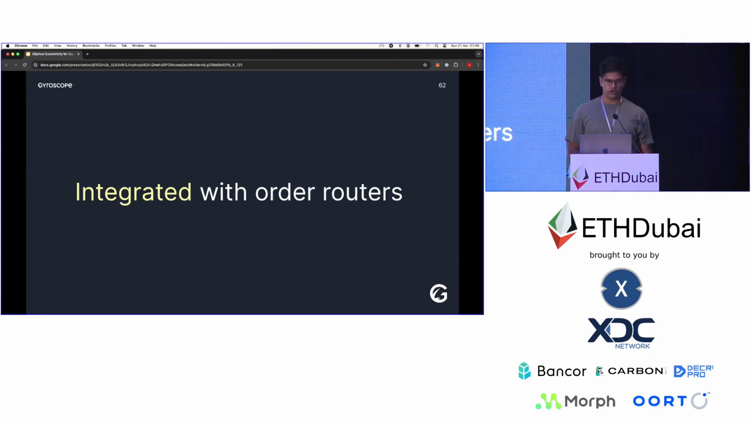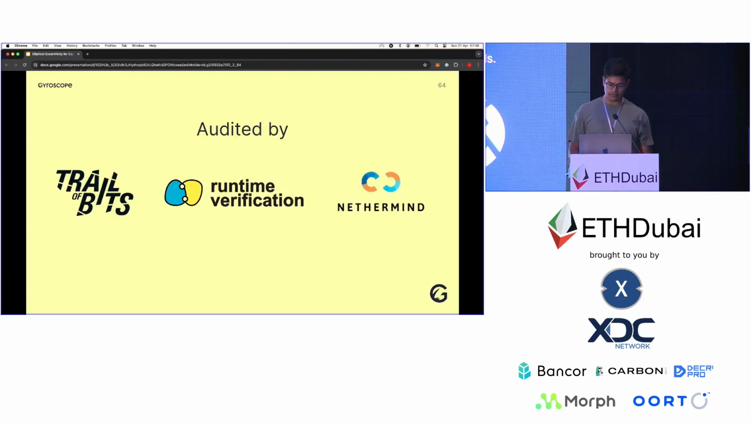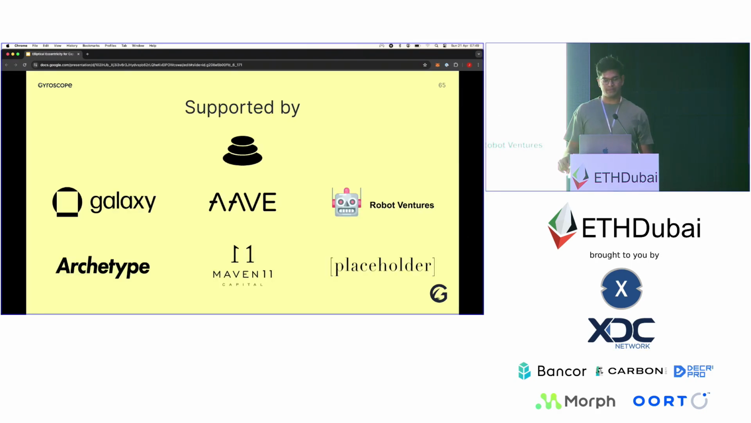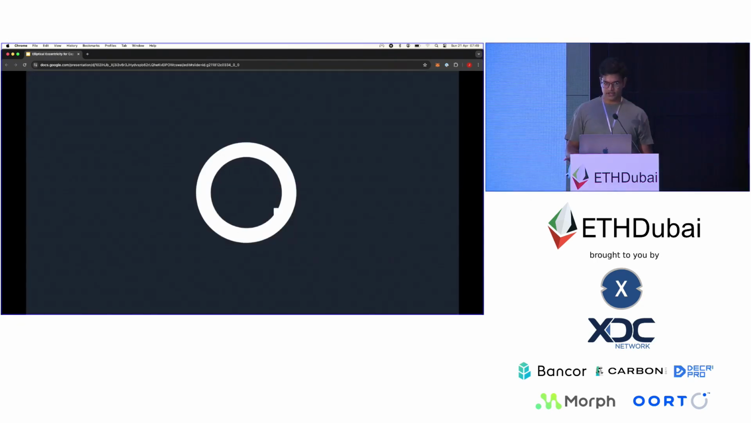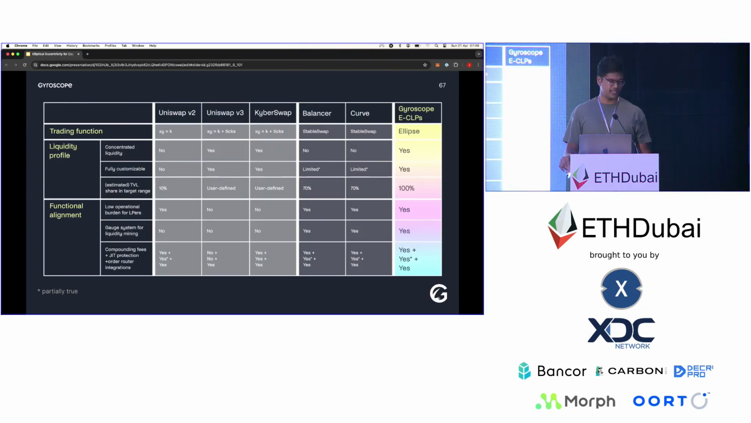So the ECLP is integrated with top order routers such as 1inch, Balancer, and 0x. The smart contracts are audited by some of the leading names in the industry. And our team is supported by some big players in DeFi. So yeah, that's the end of my presentation. I'll end with this slide summarizing the differences between the different AMMs I discussed.